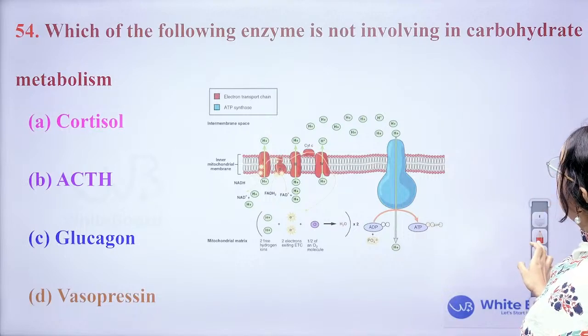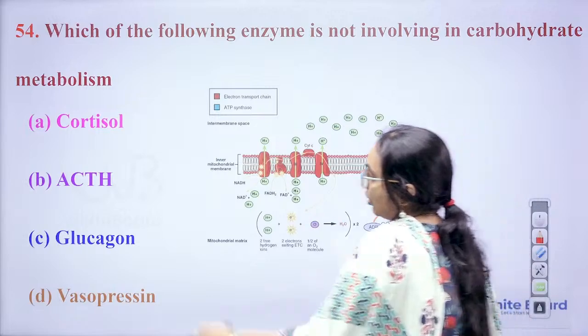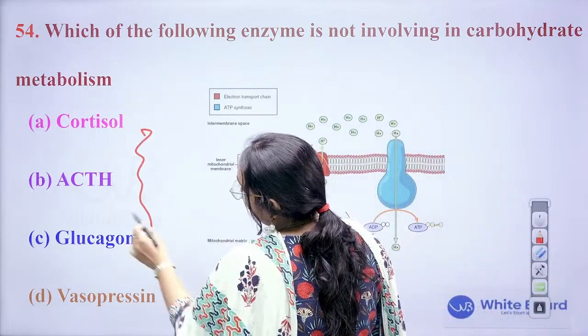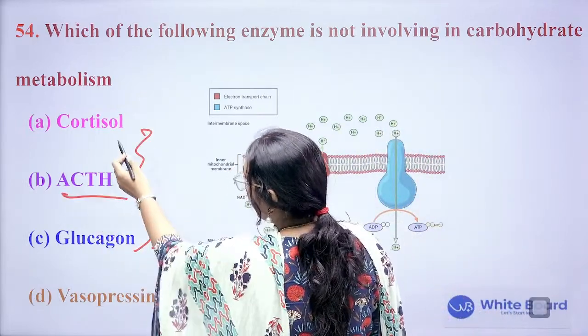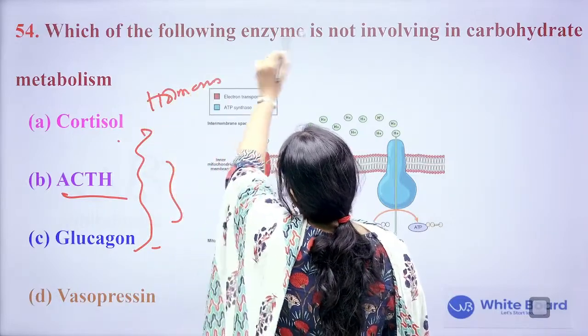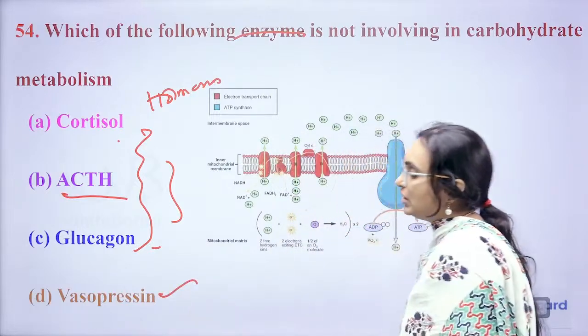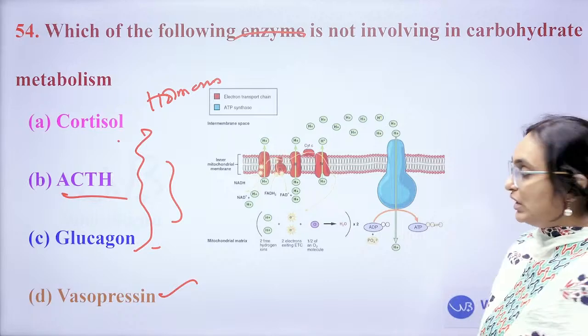Which of the following is not involved in carbohydrate metabolism? Cortisol, ACTH, adrenocorticotropic hormone, glucagon, cortisol, all these hormones are useful in carbohydrate metabolism except vasopressin. So, the option here is D.